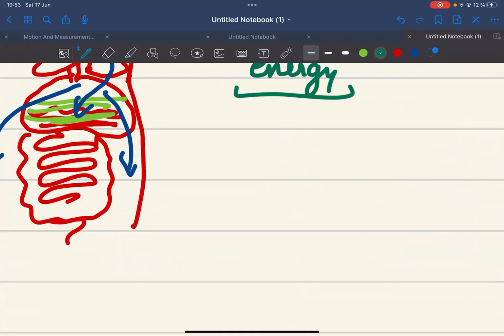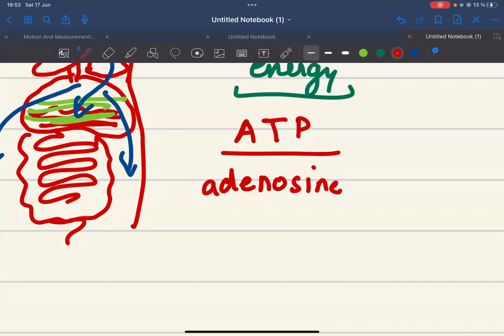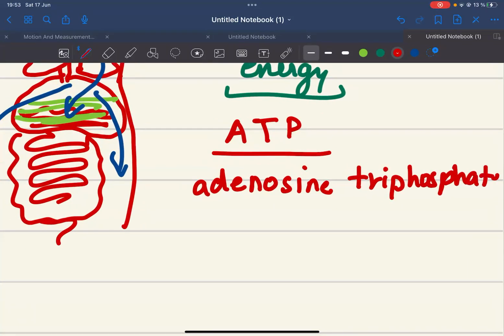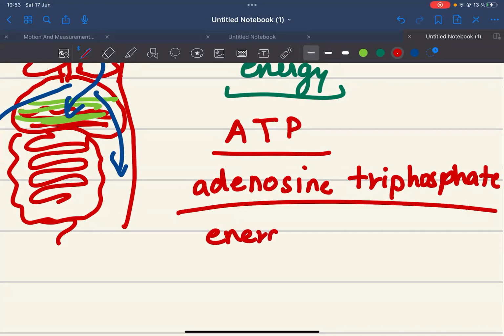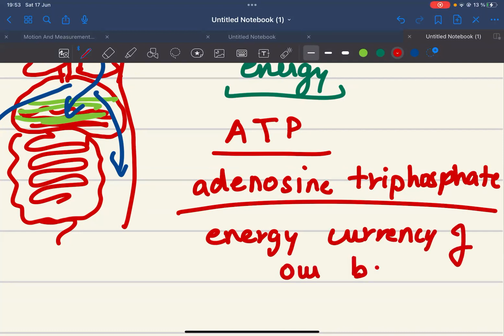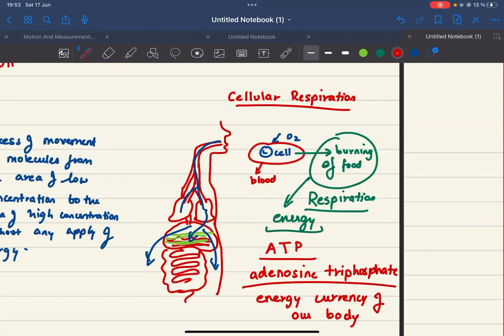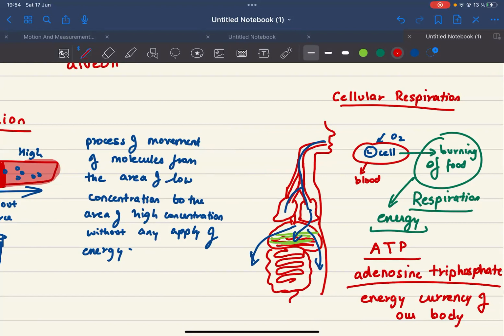the energy that is stored in our body is stored in the form of ATP. The full form of ATP is adenosine triphosphate. Okay, I'll write it down over here. This is called the energy currency of our body. Am I clear? Yes. Okay, please make note of it.